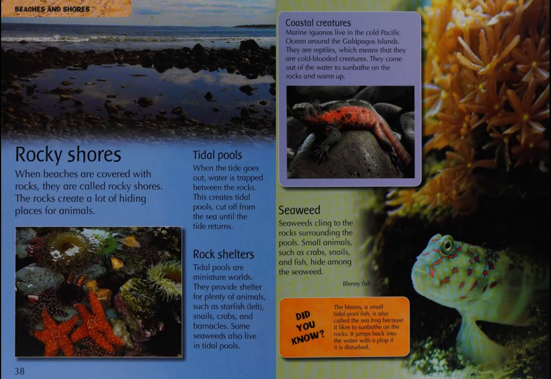Coastal creatures. Marine iguanas live in the cold Pacific Ocean around the Galapagos Islands. They are reptiles, which means that they are cold-blooded creatures. They come out of the water to sunbathe on the rocks and warm up.